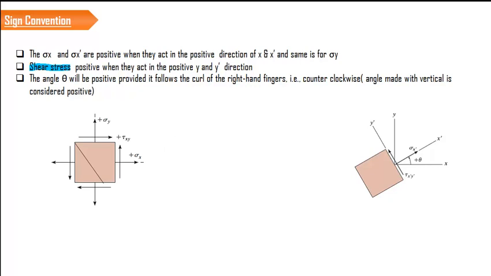Now we have to understand the sign convention of the plane, or the angle, that we use. Here the sign convention is given like this: angle theta will be positive provided it follows the curl of the right hand fingers.